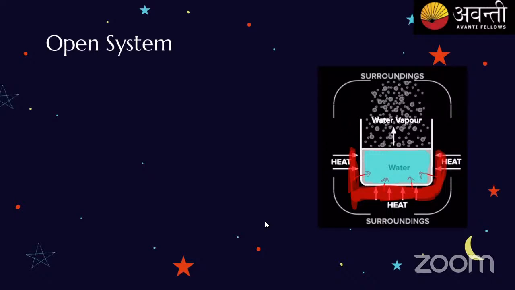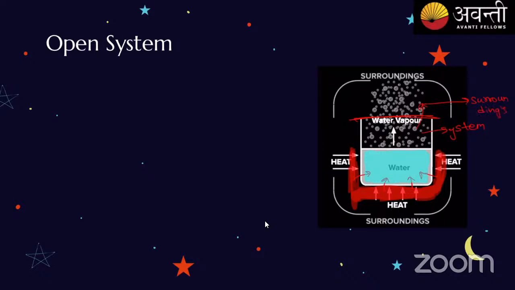See, if you take this, until here, as our system, what is happening? Water vapor is coming from system to surroundings. Clear, everyone? What is happening here? The matter is escaping from the system to surroundings, as well as the energy is also being transferred, whatever heat we are producing, into the water.